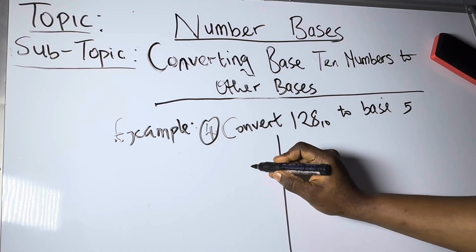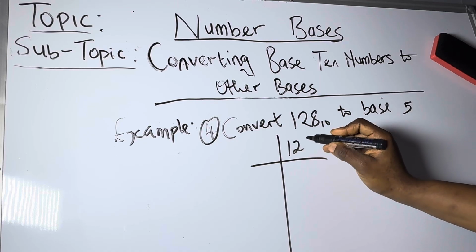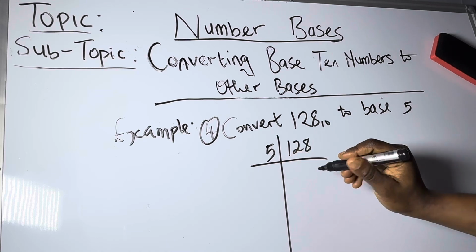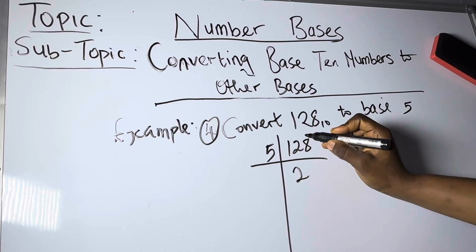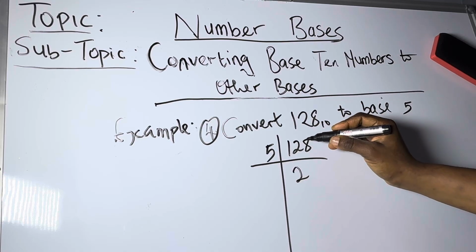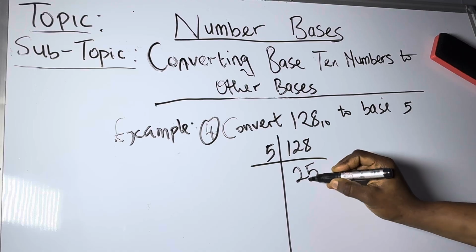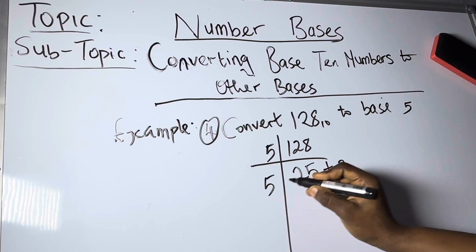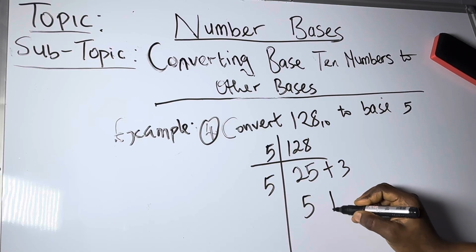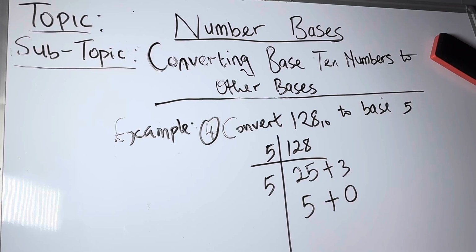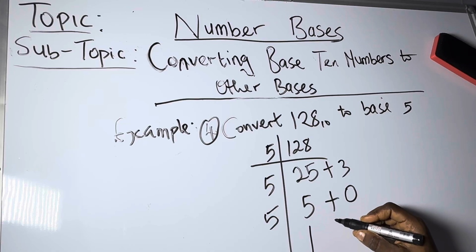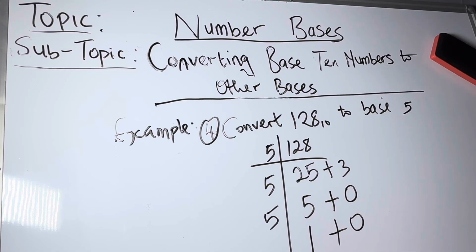That simply means I'm going to be dividing my 128 by 5. 5 in 12 is 2, remainder 2. 5 in 28 is 5, remainder 3. 5 in 25 is 5, remainder 0. 5 in 5 is 1, remainder 0.